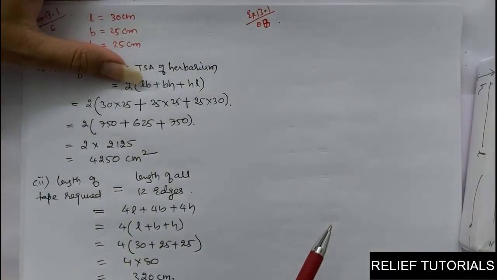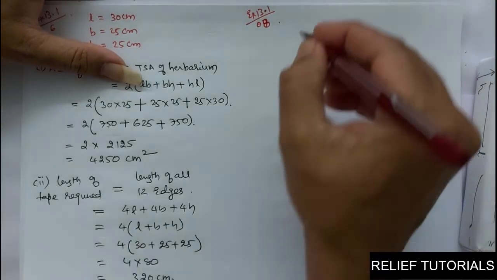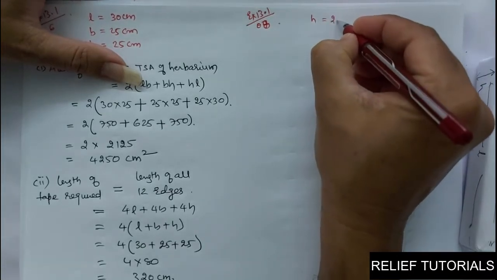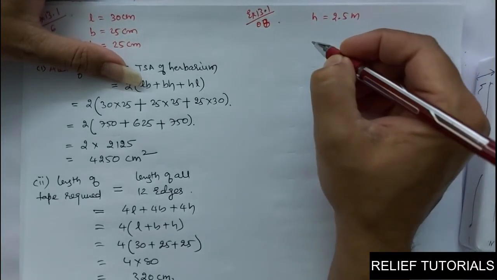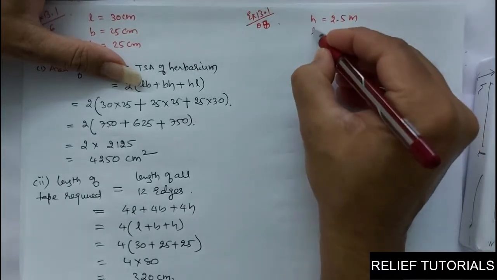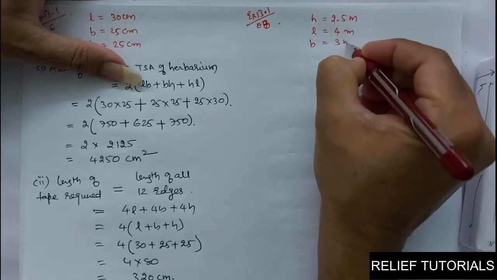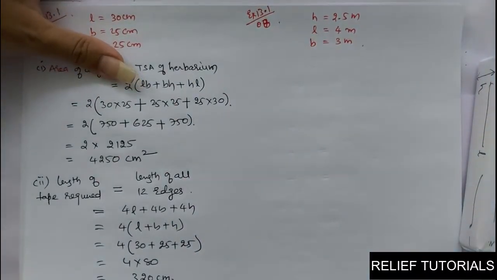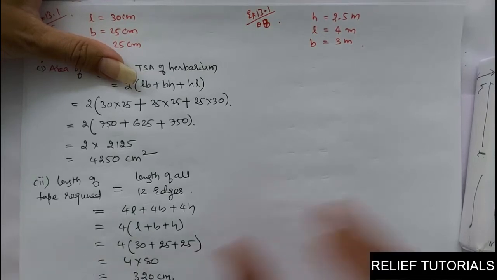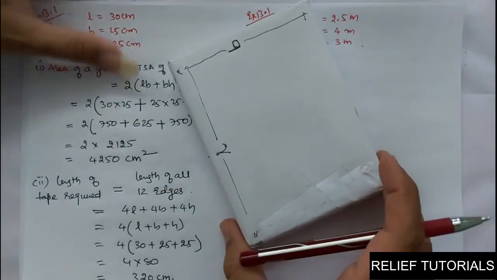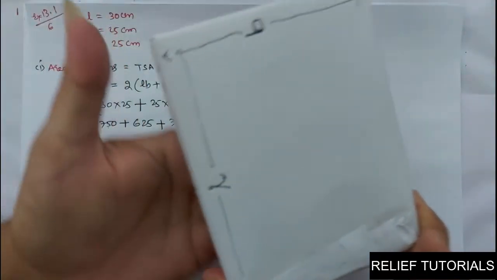Assuming that the stitching margins are very small and therefore negligible, how much tarpaulin would be required to make the shelter? Height is equal to 2.5 meter, and base dimensions: length is equal to 4 meter and breadth is equal to 3 meter. So how much area of tarpaulin is required? That is nothing but the area of 5 faces. 5 faces, because at the bottom there is no need of tarpaulin.